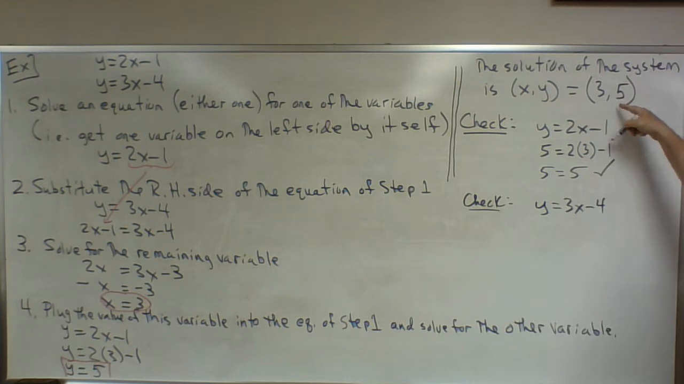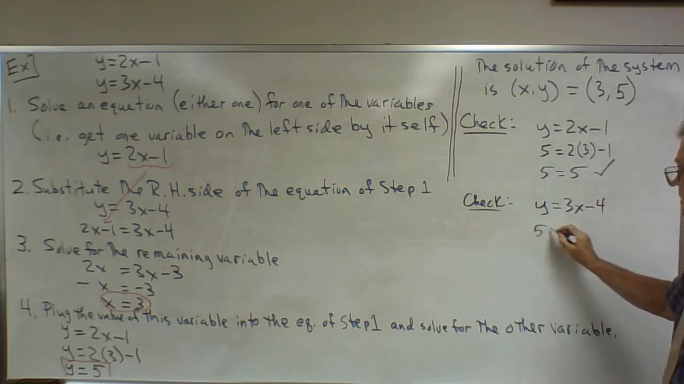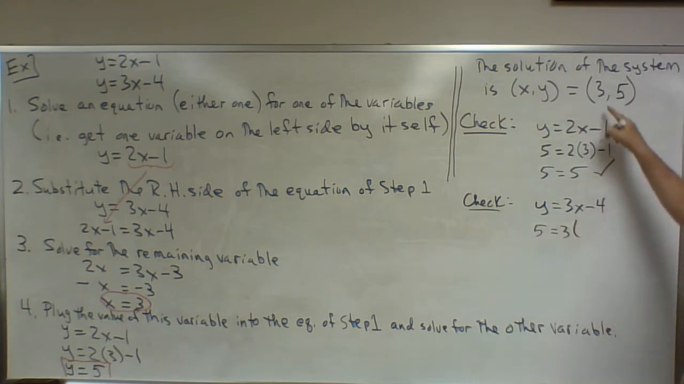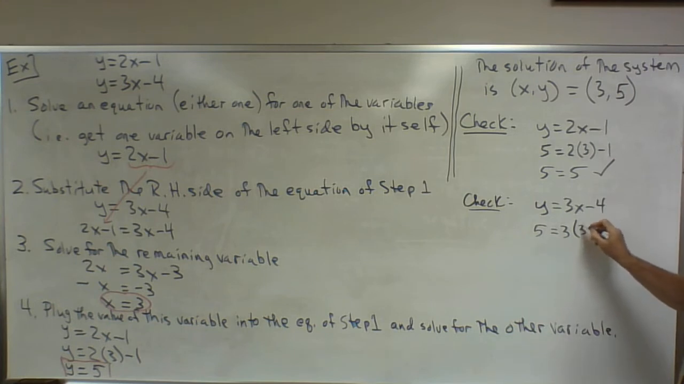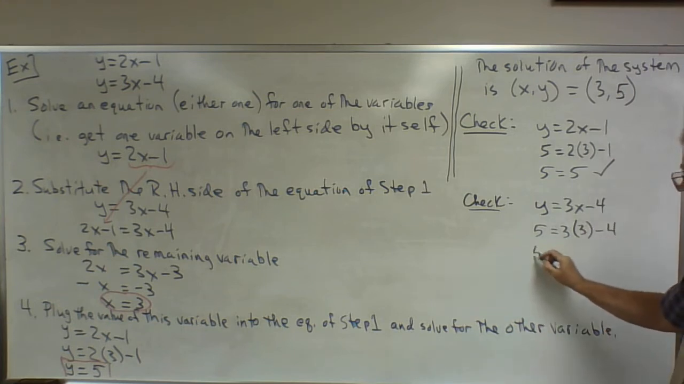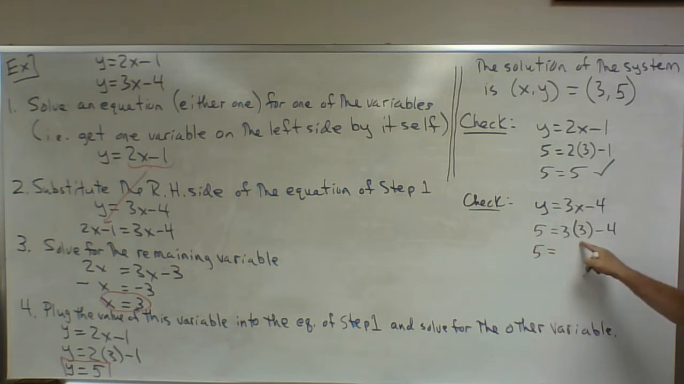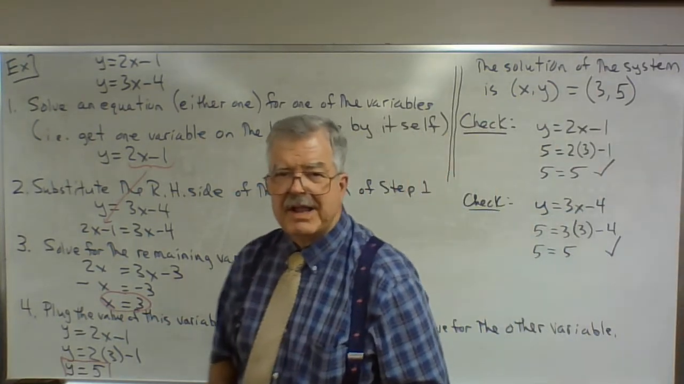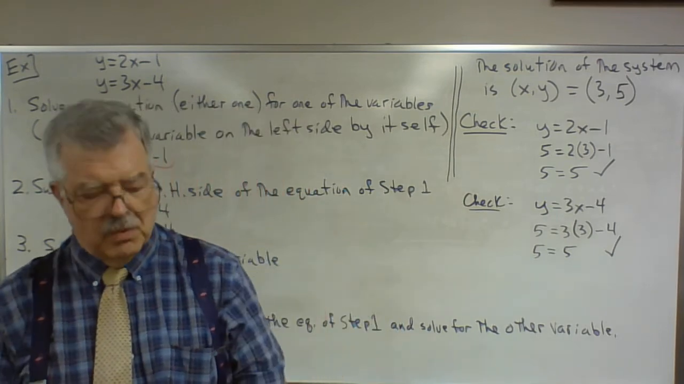And we'll plug 5 in for y, and 3 in for x, and then simplify. 5 equals 9 minus 4 is 5. Yep, okay. We checked our answer, we plugged it back in, it worked.